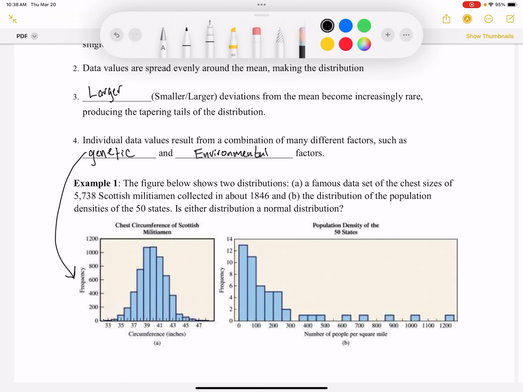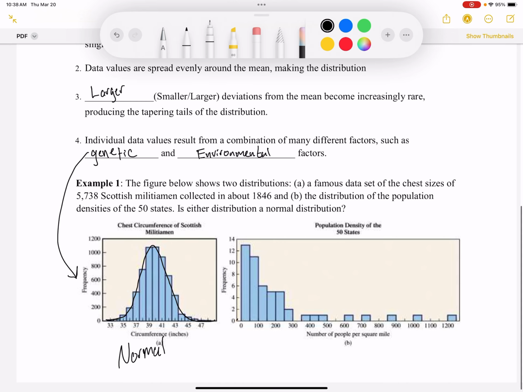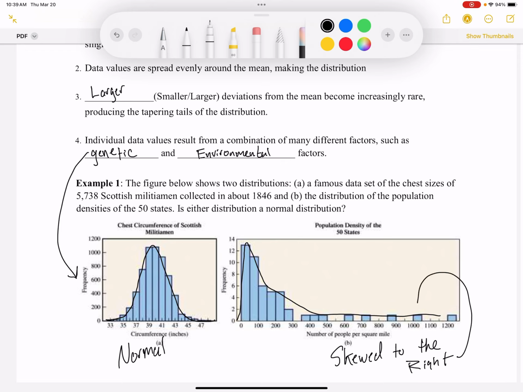It says, is either of these a normal distribution? Well, if we draw a curve to go with this, we can see, yes, this is a normal distribution. Whereas this one comes up and then tapers off. This one would be skewed to the right, because the tail is on the right side. So it tells me it's skewed to the right.